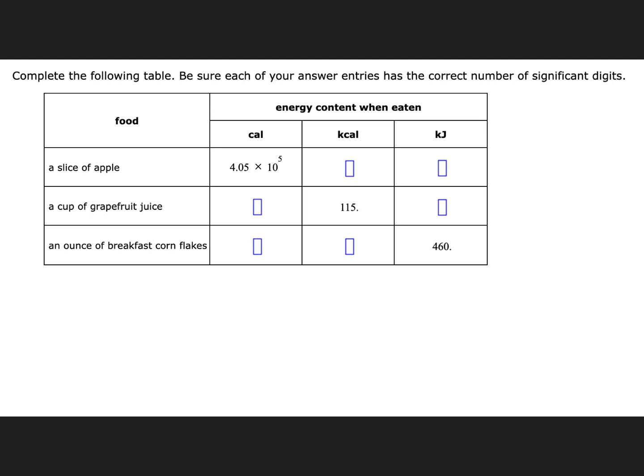There was also a series of questions about converting calories to kcals and kilojoules. And there were some questions about significant figures on this calculation. So just be careful the way you're writing your answer to indicate that you've got the required number of significant figures there. It's always best to put it in scientific notation when possible.